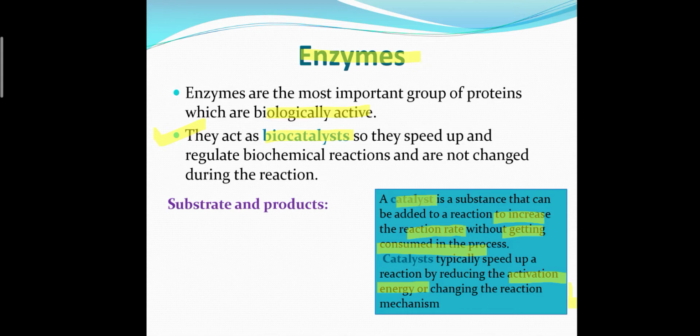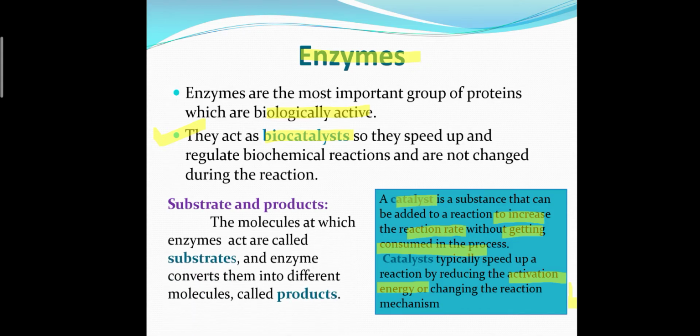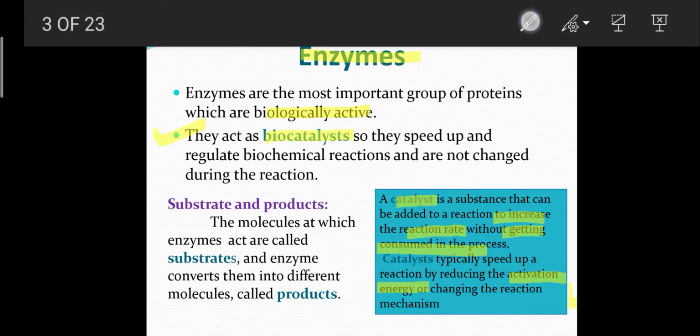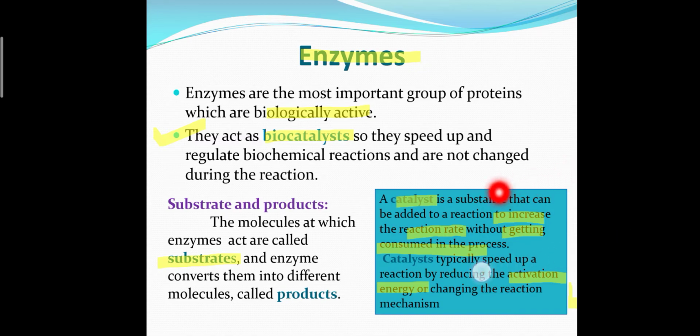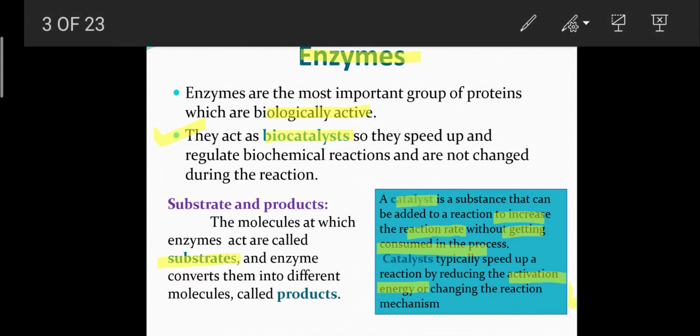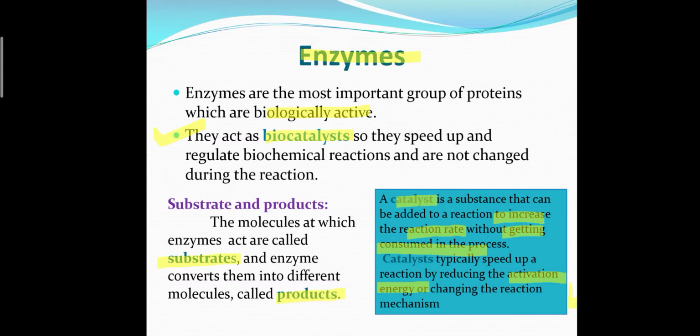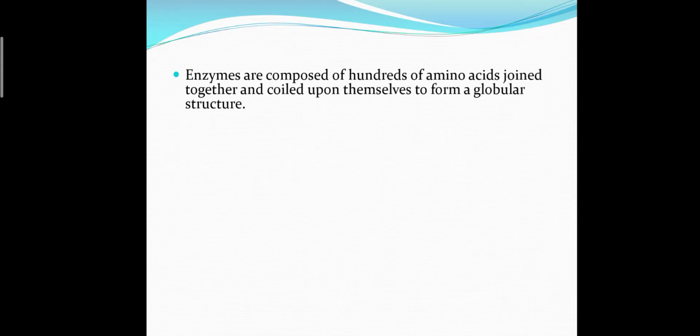What are substrate and products? The molecules on which enzymes act are called substrates. And enzymes convert them into different molecules which are known as products. Enzymes are composed of hundreds of amino acids joined together and coiled upon themselves to form a globular structure.